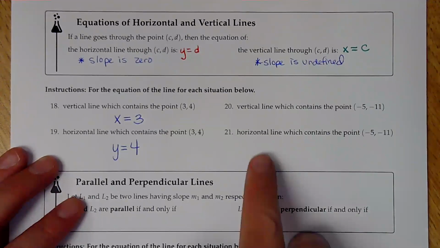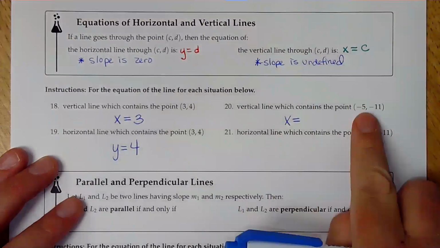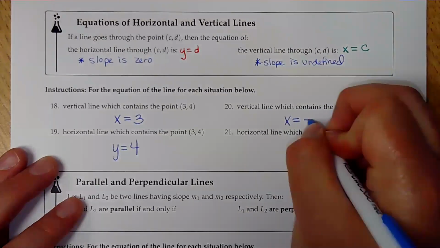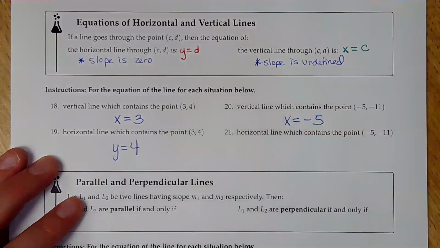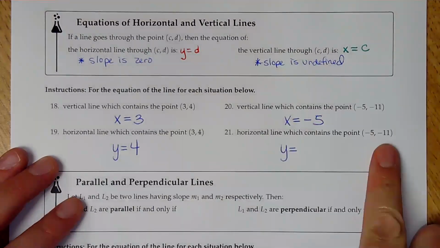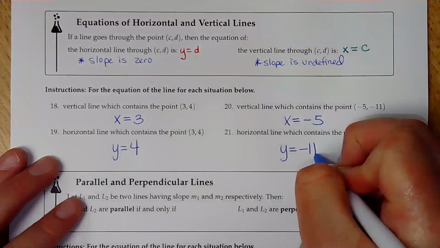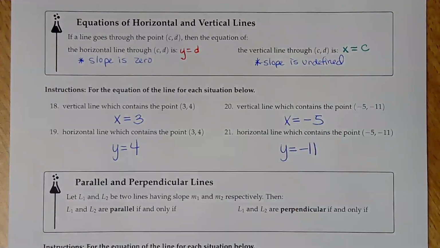All right, so our vertical line, so vertical lines use x, and the x part of this is -5. And our horizontal line uses y, so y is equal to, and we're just pulling off the part that is the y here, so that's -11. And that is how you do your horizontal and vertical lines.